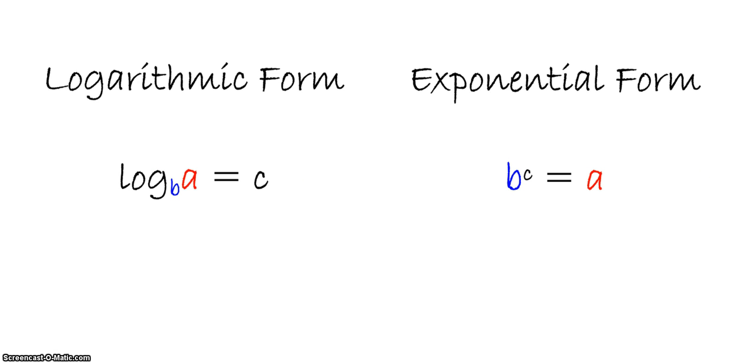Today we're going to be talking about exponential and logarithmic forms and how they go together. As you can see up here, we've got some different colors. We've got log base b of a equals c on the left. That's the correct way to pronounce it. And on the right, we've got exponential form, which is b to the c equals a.